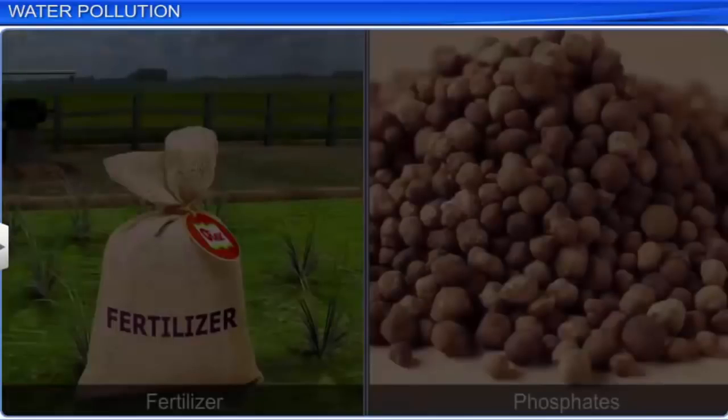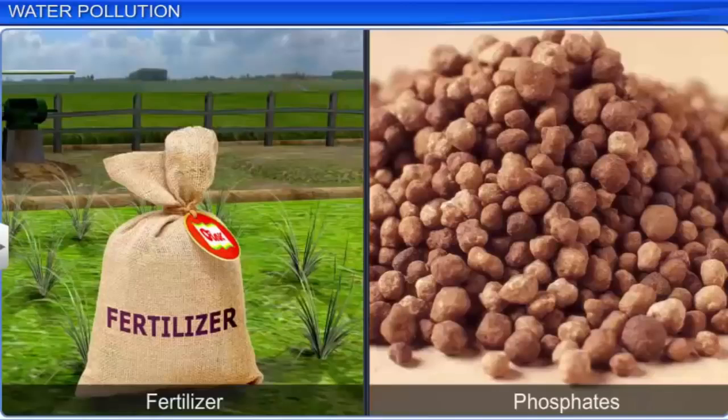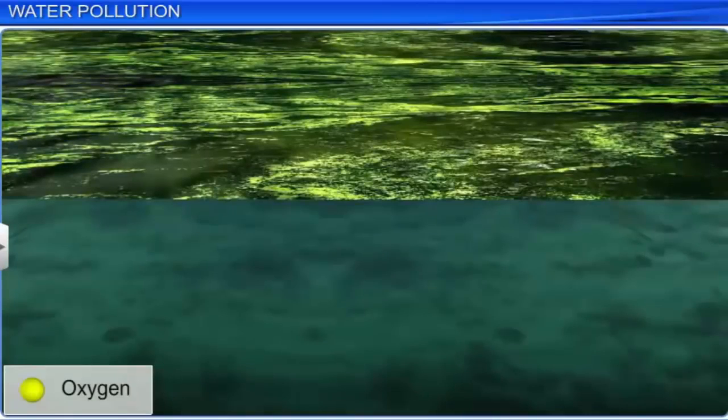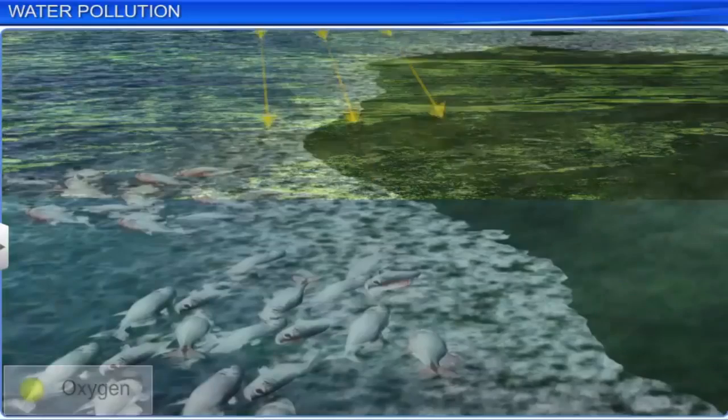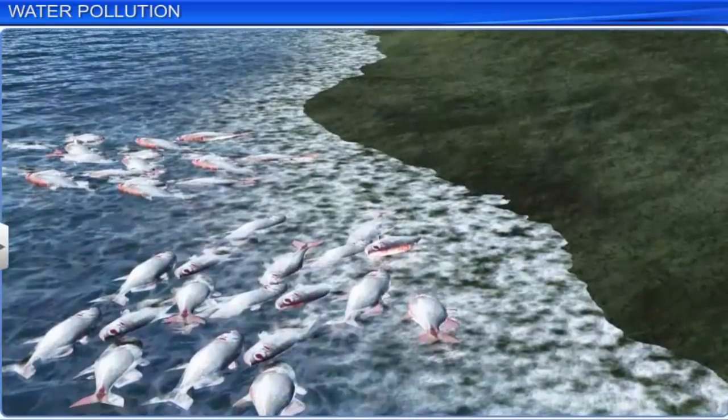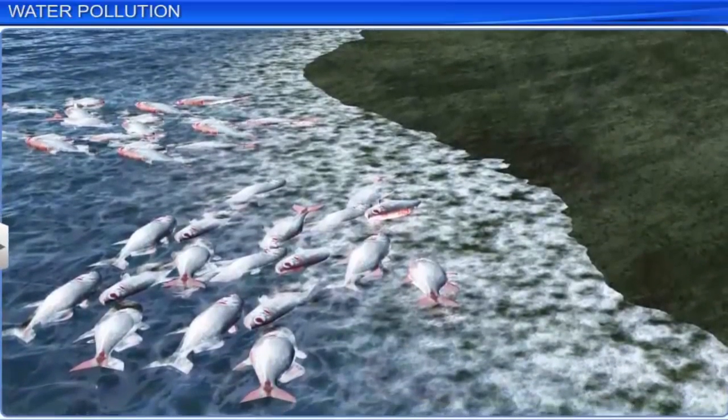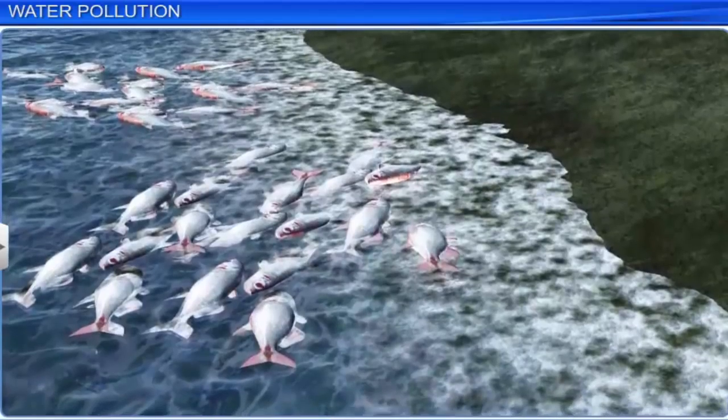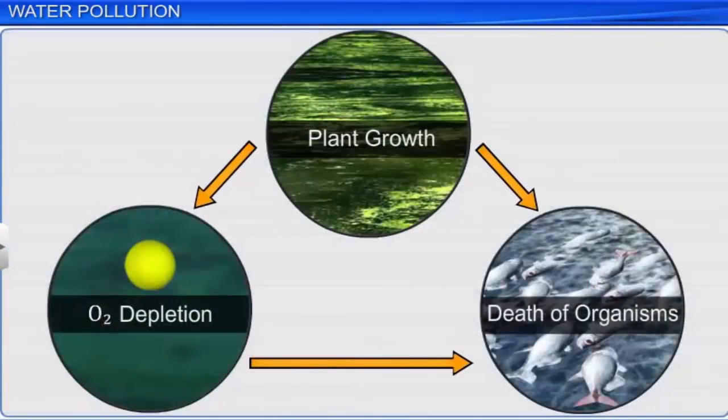On the other hand, fertilizers contain phosphates that increase algae growth in water. Algae cover the surface of water, blocking sunlight and depleting oxygen in the water. The reduction of oxygen concentration in water causes the death of many aquatic organisms. This process of rapid plant growth in water and the depletion of oxygen causing the death of animals results in a dysfunctioning ecosystem called eutrophication.